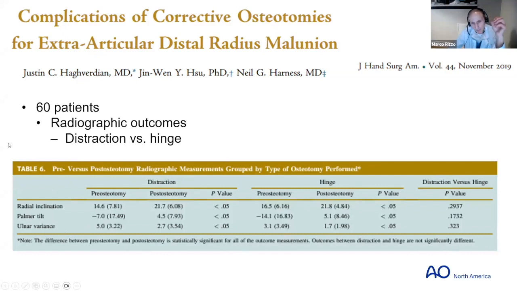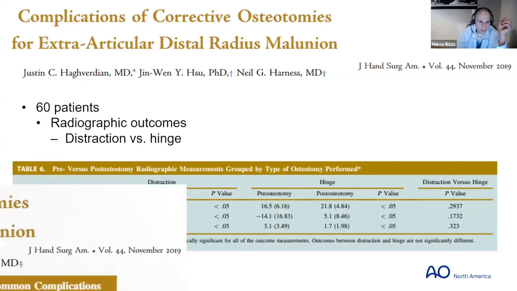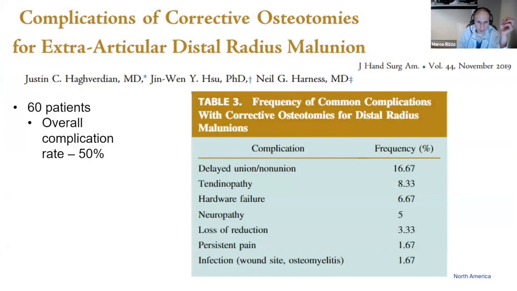Now, you could argue that the distraction type osteotomies are more challenging. They have a more severe deformity to begin with. So we're not really always comparing apples to apples, and you could also conclude similar findings that the overall complication rate is substantial in these patients, and they're going to be higher in the distraction group. And this was what they noticed as well.